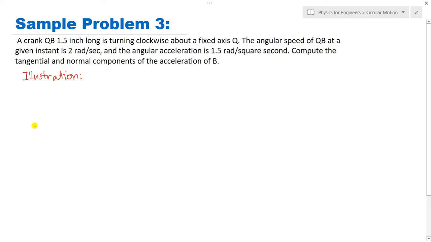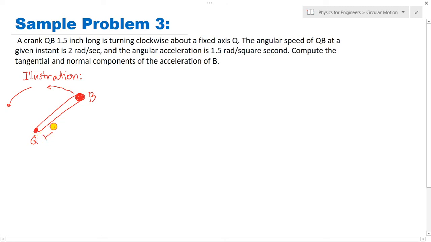So here, let's draw crank QB. When we say crank, this is a certain arm that rotates on a fixed axis. So our axis is Q, that is our fixed axis. And B is a certain part of our crank that is rotating on a circular path. So therefore, we also have a measurement for QB. QB is equal to 1.5 inches.